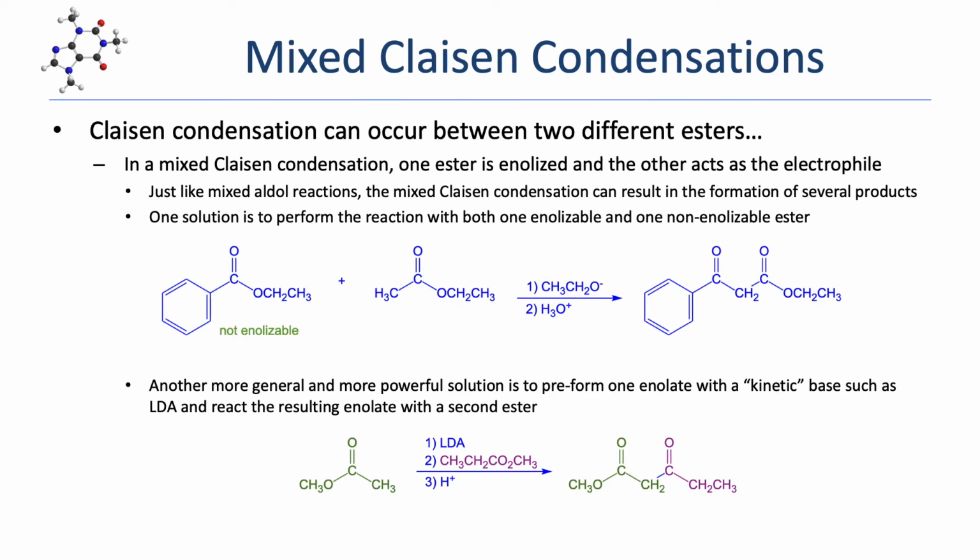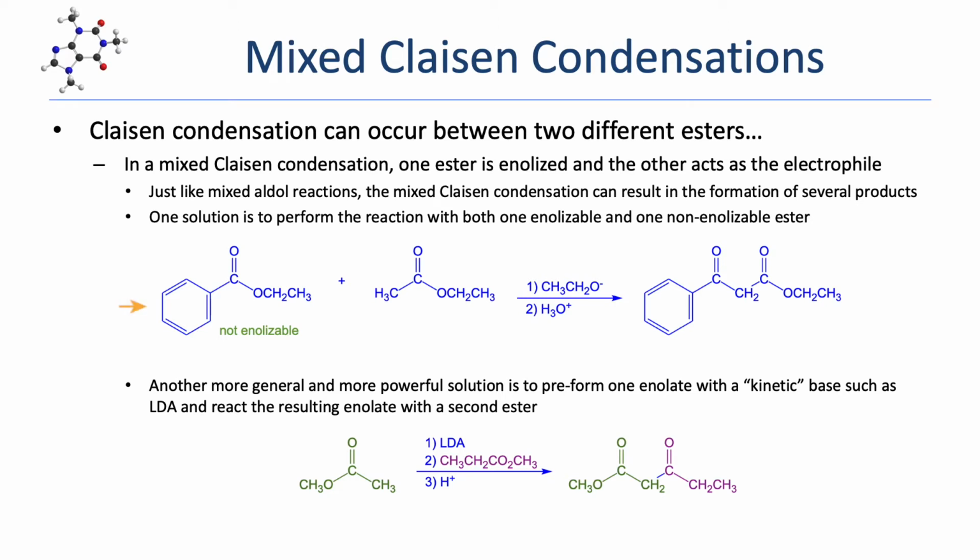Claisen condensations can also occur between two different esters. In a mixed Claisen condensation, one ester is enolized and a second, different ester then acts as the electrophile. Just as we saw with mixed aldol reactions, mixed Claisen condensations can result in a complex mixture of products. One solution is to perform the reaction with only one enolizable ester.